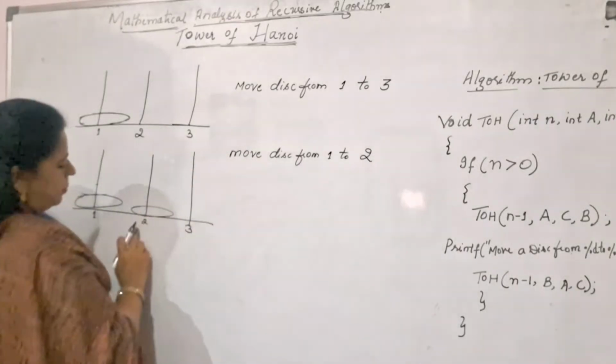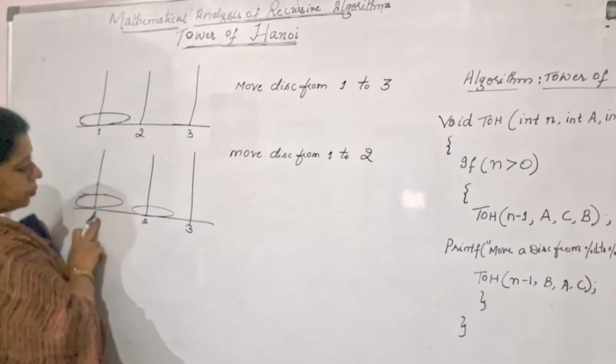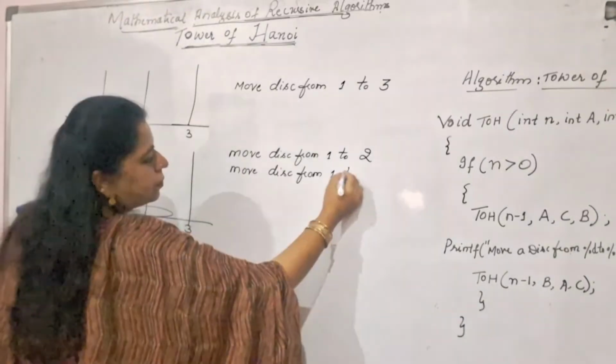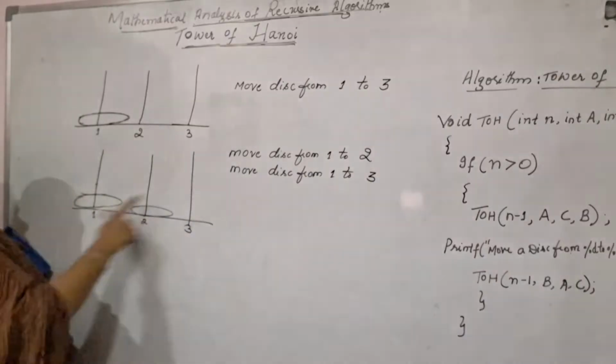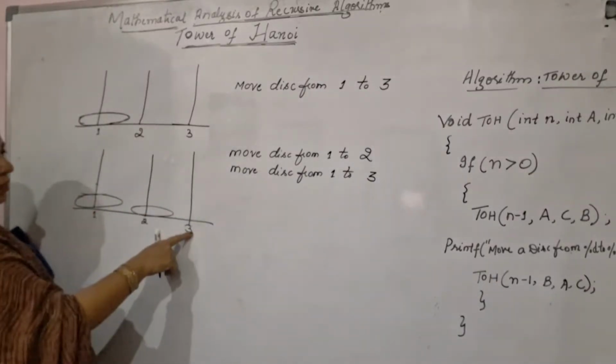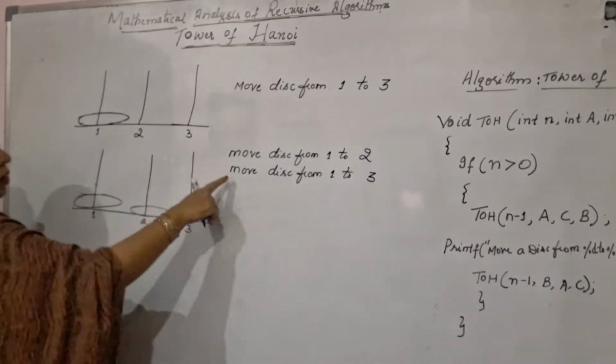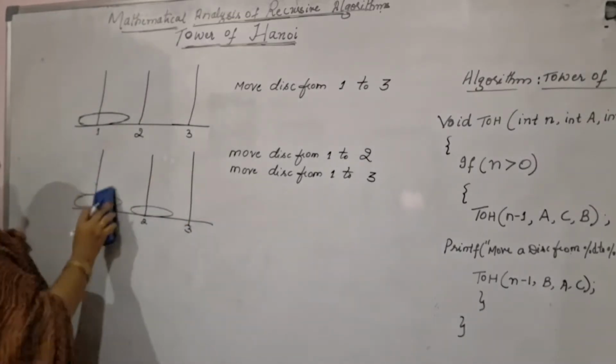This is the first step. Then what you will do is move disk. Second move is what? Move disk from 1 to 3. The second move is directly from the source to the destination. In the first move you are making use of the intermediate tower. Now we'll see, in the second move, what will happen?